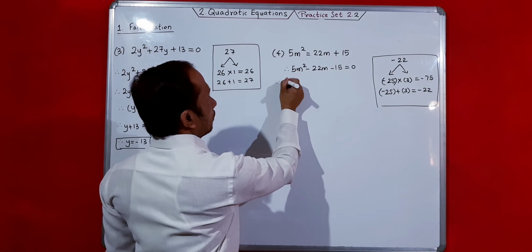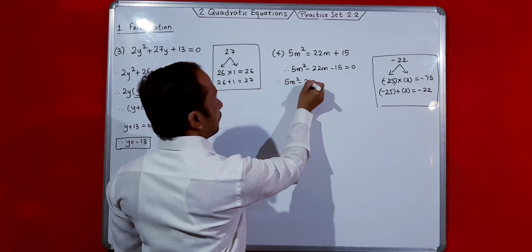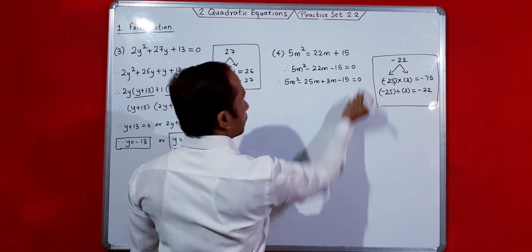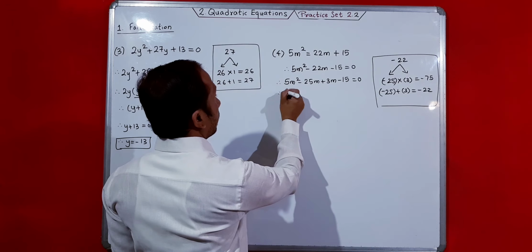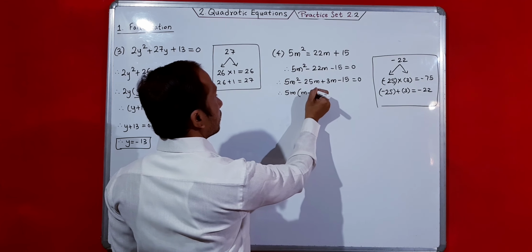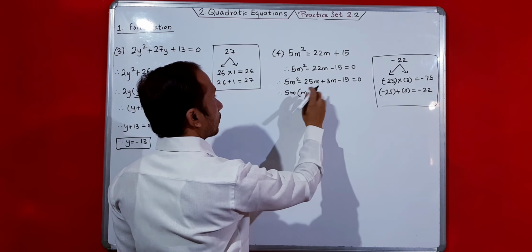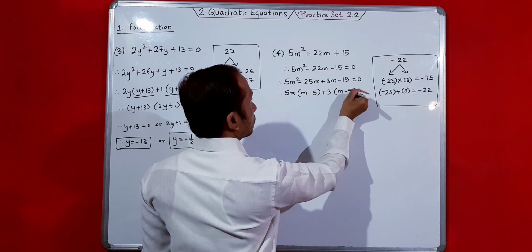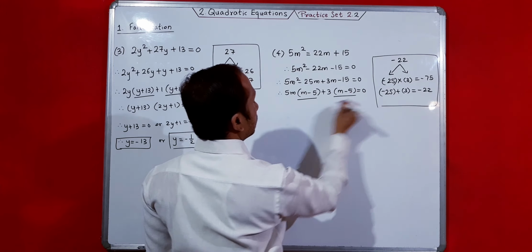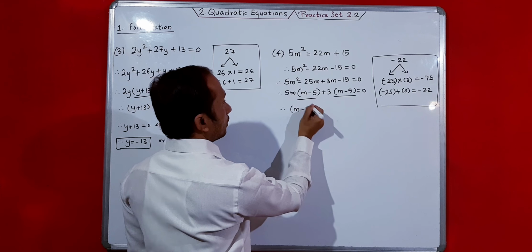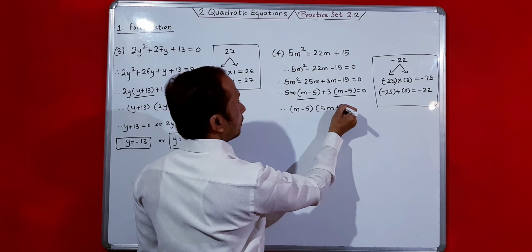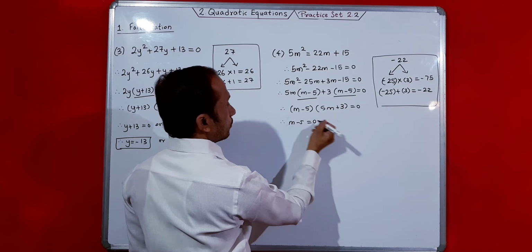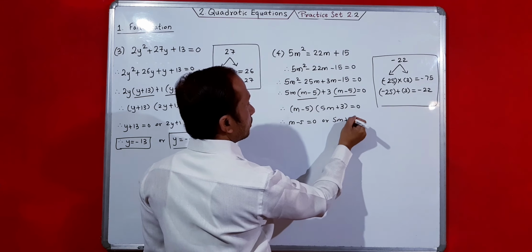Okay, therefore 5m square minus 25m plus 3m minus 15 is equal to 0. Okay, so take 5m out of the bracket, so m minus 3, m minus 5. Okay, take plus 3 out of the bracket, m minus 5. Okay, so is equal to 0. So this is common, so take m minus 5 in the separate bracket, 5m plus 3 is equal to 0. Therefore m minus 5 is equal to 0, or 5m plus 3 is equal to 0.